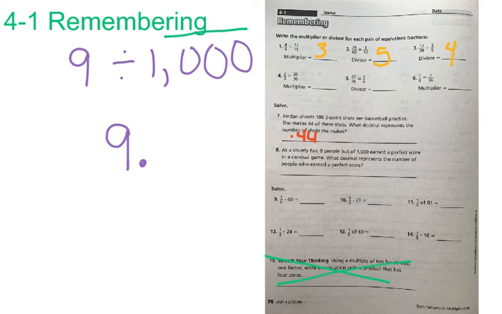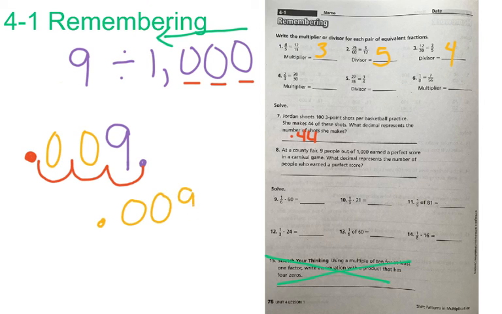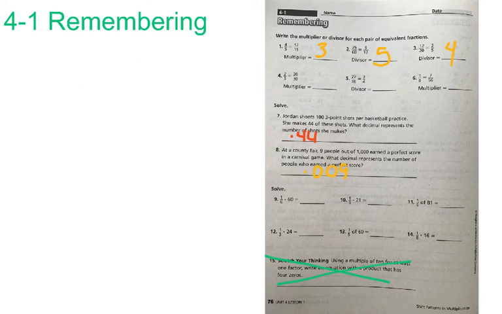Because we're dividing it, we are shifting to the left, and we need to count how many zeros to tell us how many places we're shifting, and we have 3 zeros, 1, 2, 3 in 1,000. So we're going to shift 1, 2, 3 places and move our decimal point. Now we fill in anything extra with zeros, and our answer then becomes 9 thousandths, or 0.009.